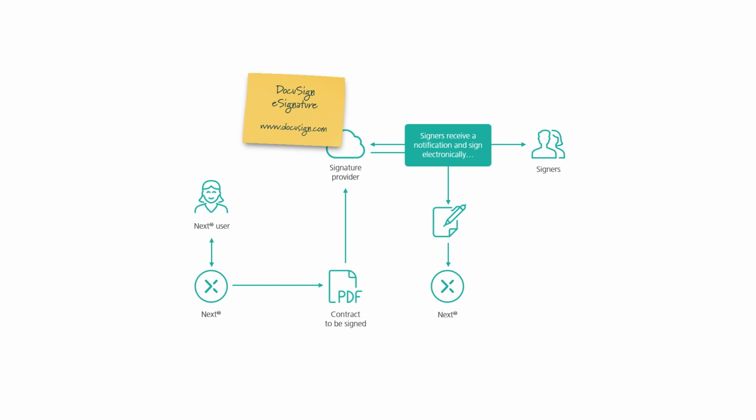A Next user with permissions to start a signature process can start it with a click of a button in Next. Signing information is added to the contract document and is sent off to DocuSign to be signed electronically. Signers receive a notification email and sign the contract individually. When the signing is done, the signed contract is automatically returned to Next and after a retention period also deleted from the DocuSign account.